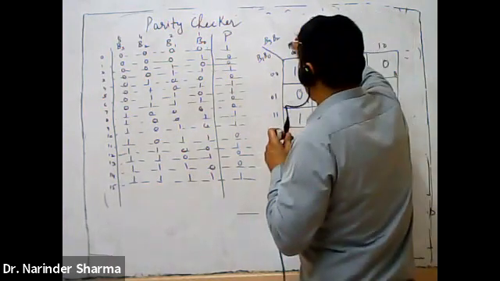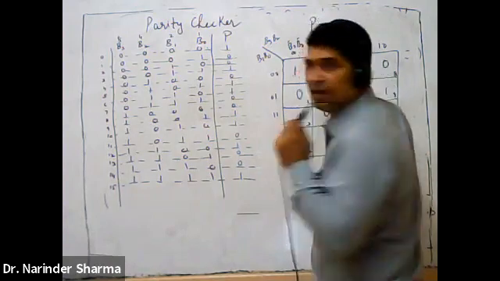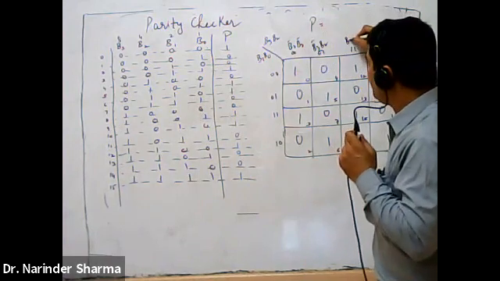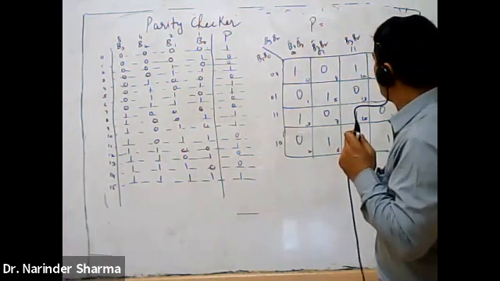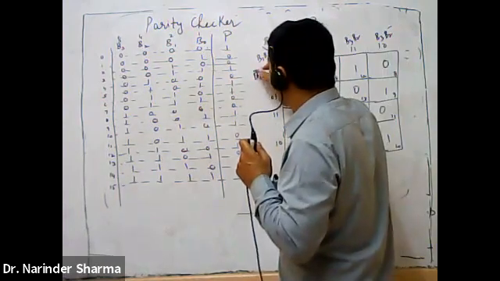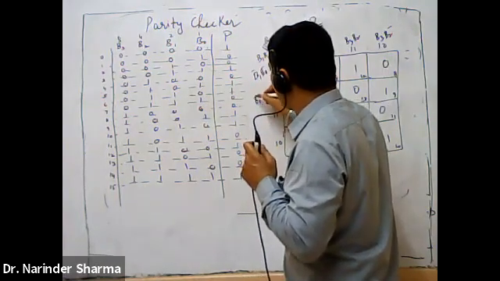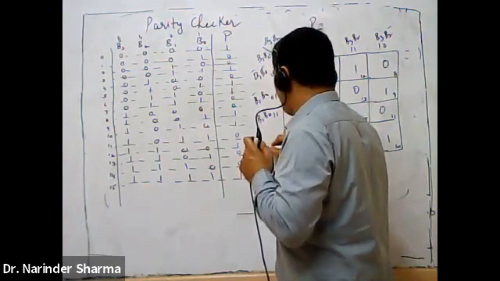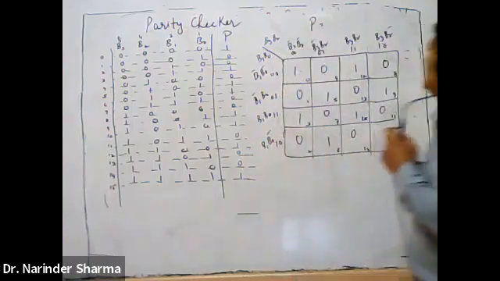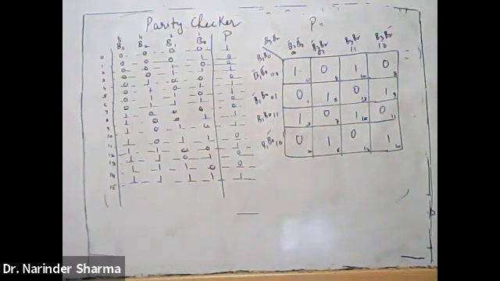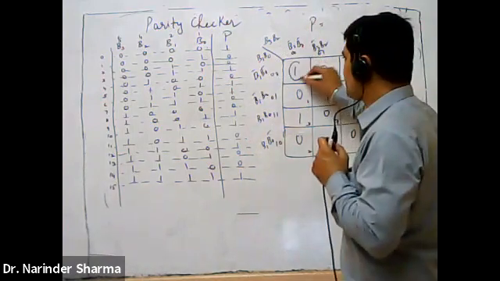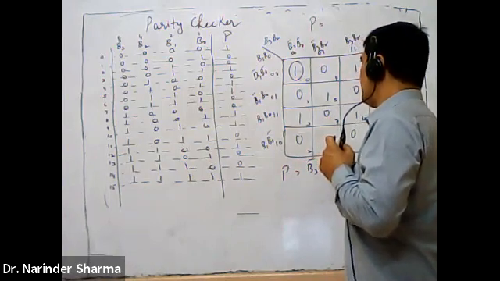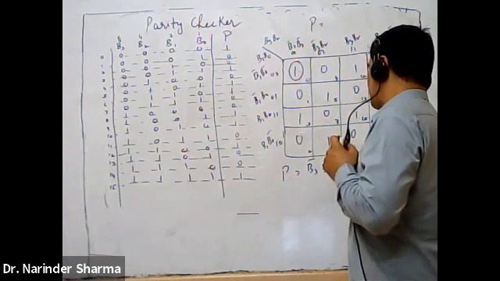Now we write the expressions. Write here B3 bar B2 bar, B3 bar B2, B3 B2, B3 B2 bar, and B1 bar B0 bar, B1 bar B0, B1 B0, B1 B0 bar. Can you see that there is no grouping at all? So write this expression first. Parity is equal to, this one is B3 bar, B2 bar, B1 bar, B0 bar.